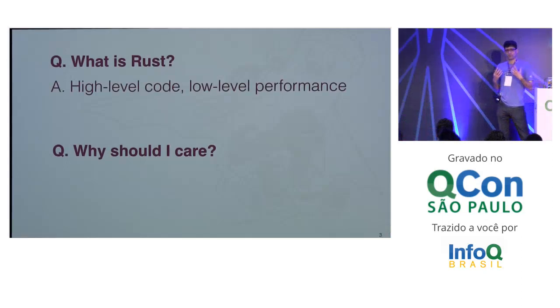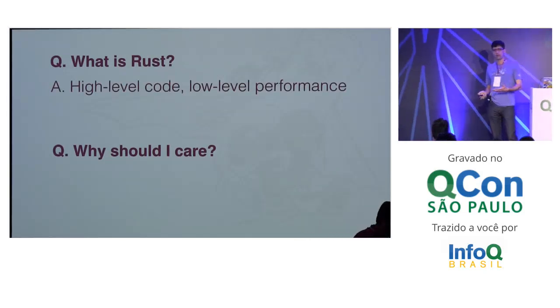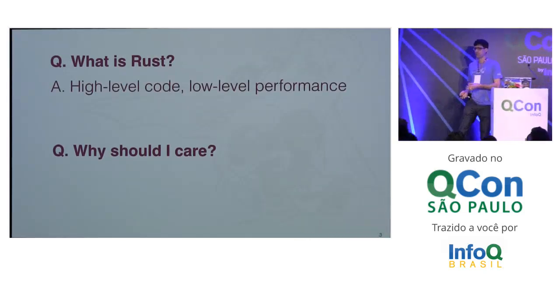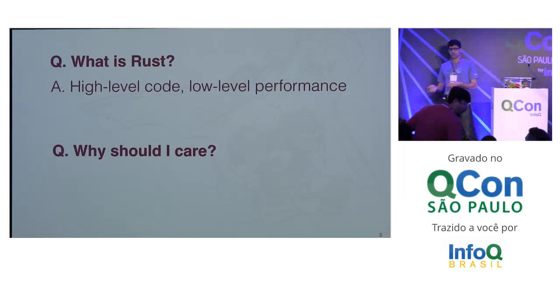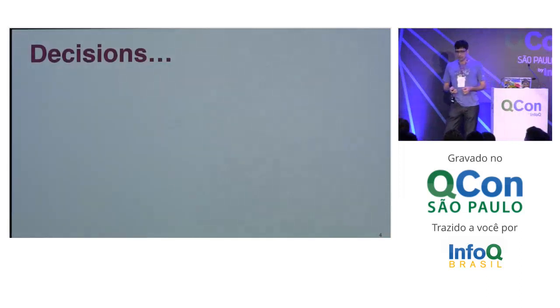The shortest way to say what Rust is all about is that you should be able to write really high-level, nice code, but get the low-level performance that you might get from C++ or C or something like that. And the goal is to eliminate this trade-off that you normally have to have.